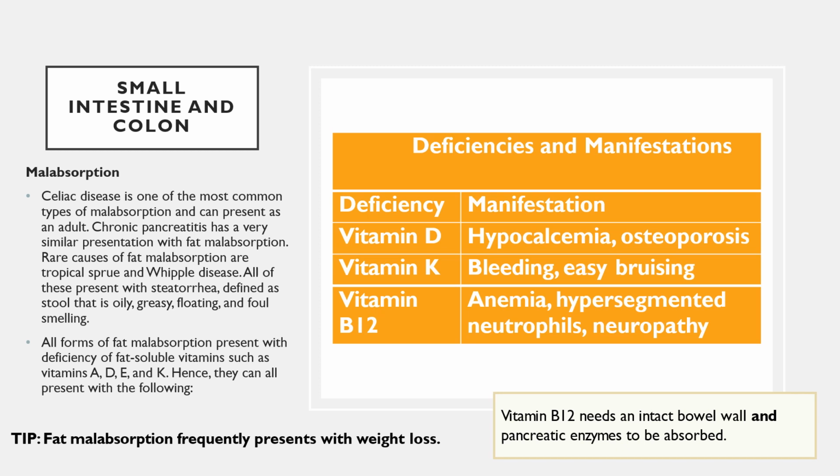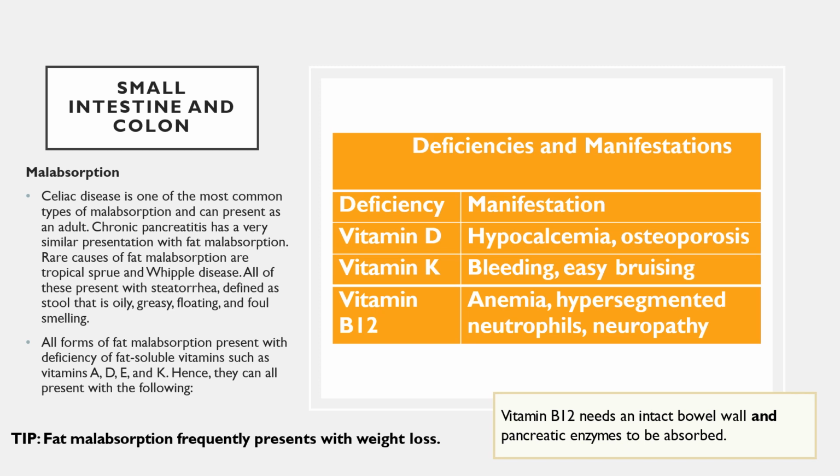Chronic pancreatitis has a very similar presentation with fat malabsorption. Rare causes of fat malabsorption are tropical sprue and Whipple disease. All of these present with steatorrhea, defined as a stool which is oily, greasy, floating and foul smelling. All forms of fat malabsorption present with deficiency of fat soluble vitamins like vitamin A, D, E, and K.